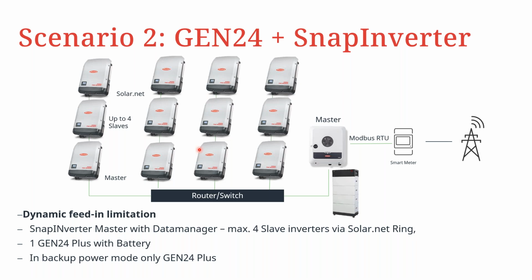So in another scenario, you could have a mixture of the Gen 24 and snap inverter. So you could either have the Gen 24 as the master with the other sub solar net rings per se with their respective sub masters. Since we've already mentioned that a maximum of 5 snap inverters should be connected in a ring, you could have one master and then up to 4 slaves per solar net ring. So as earlier mentioned, you can have the main master in this case to be a Gen 24 inverter or a Gen 24 plus inverter with a battery connected.